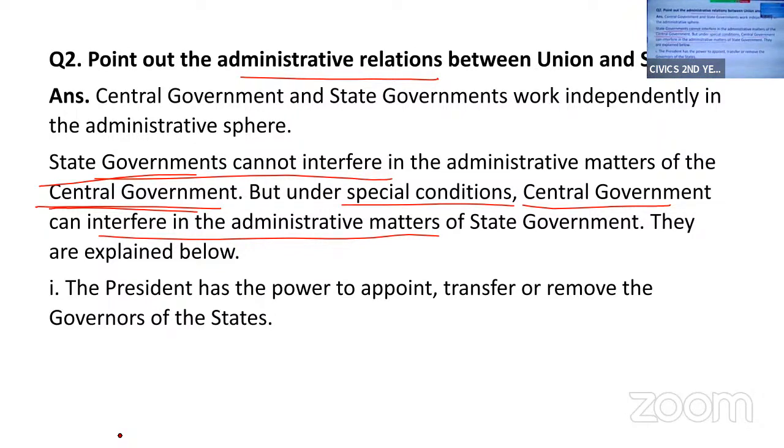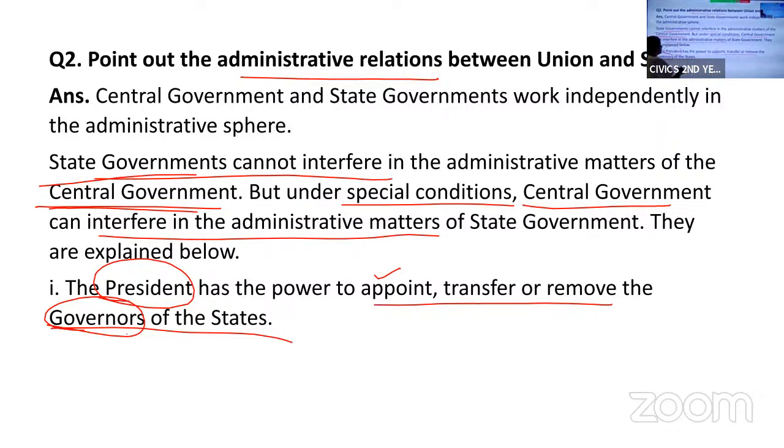So let us see what are those conditions in which the central government can interfere in the matters of the state government. First one is appointment, transfer and removal of the governors of the state. The governor of the state is the constitutional head of the state, but he is not elected. He is appointed. Who appoints him? The president appoints him. The governor of a state is appointed by the president.